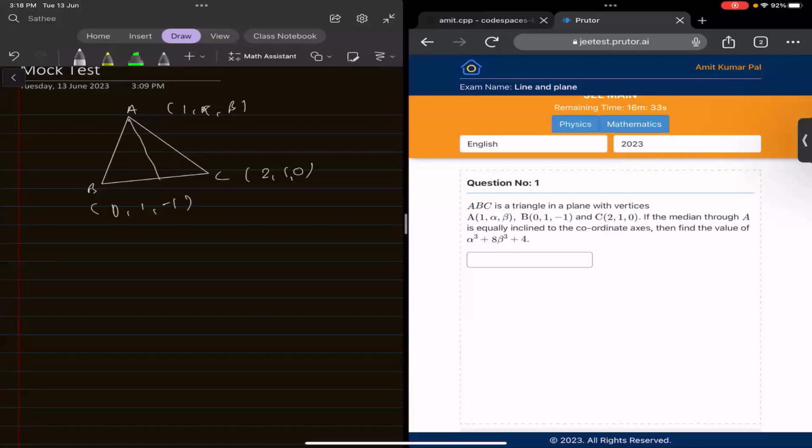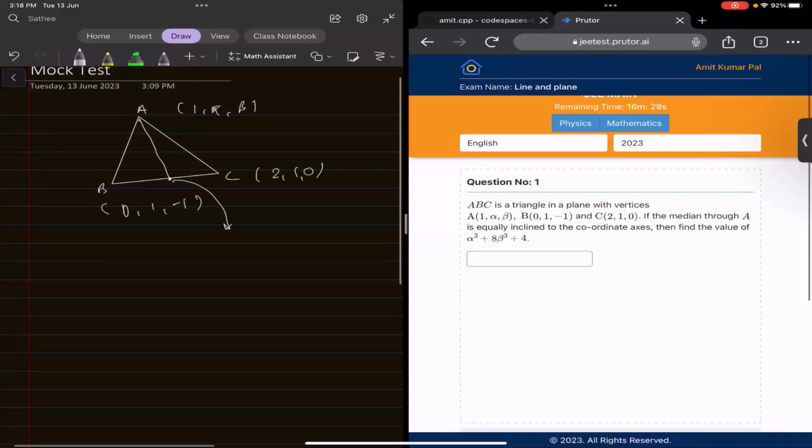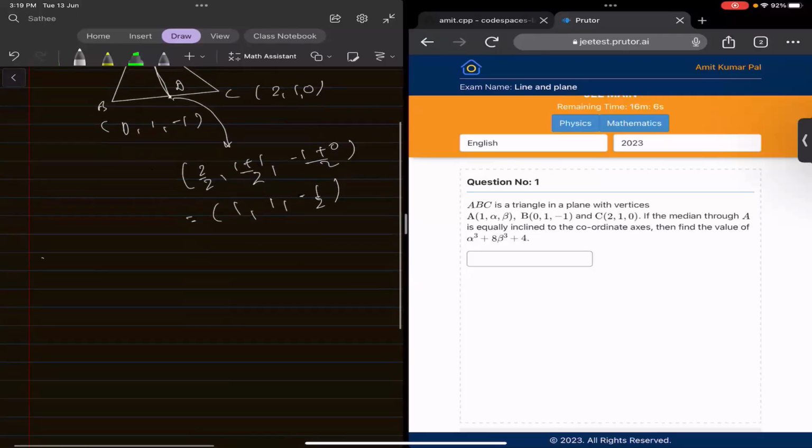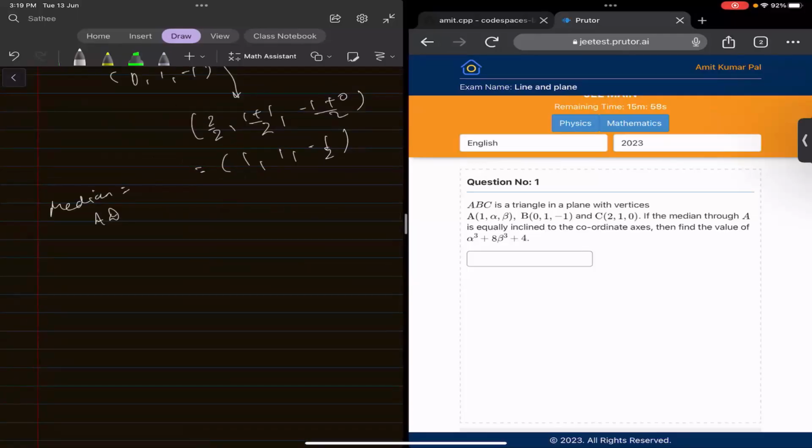So this is the center point. If I quickly write the coordinates of the center point, it will be the average of B and C. So this will be 0 plus 2 by 2, comma 1 plus 1 by 2, and minus 1 plus 0 by 2. So this would be 1, comma 1, comma minus 1 by 2. If we talk about the median line, our median line is AD. So we have found our median line, and it is given that it is equally inclined with the axes.